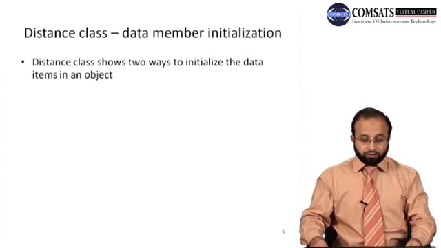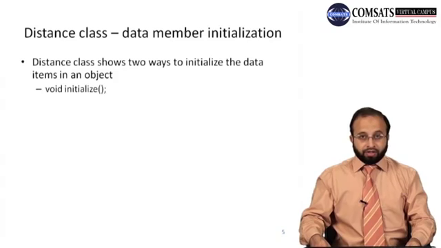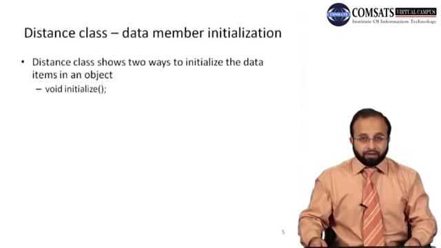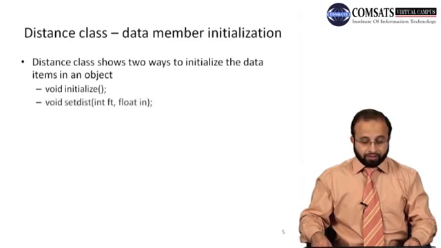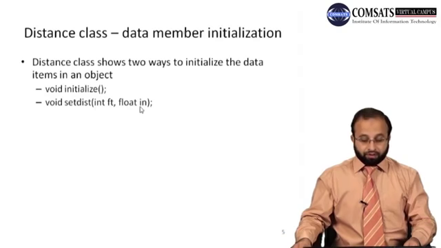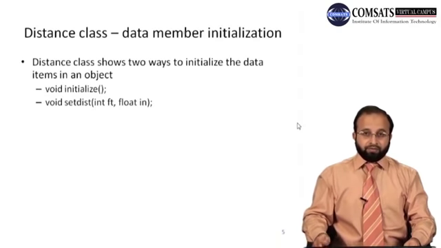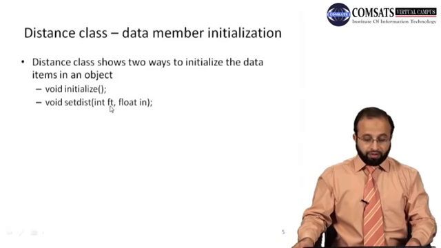So the distance class shows two ways to initialize the data members of the object, and these two ways are by calling the initialize function. The initialize function, when you call it, initializes the private data members of the object with the 0 value, and the setDest function will initialize the private data members feet and inches of the object of type distance with the values you are passing to the setDest function.